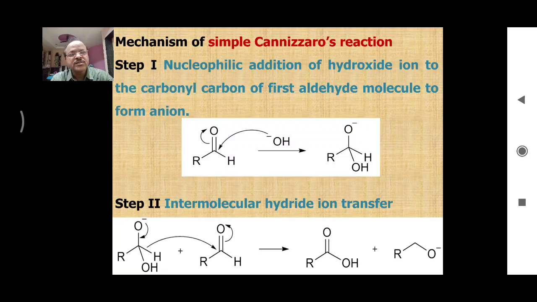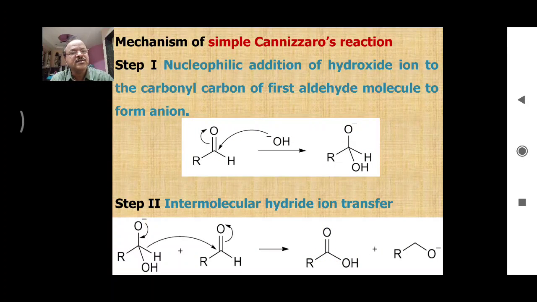So this is the anion obtained in step number 1, and this is the second molecule of aldehyde, where this C-H bond breaks heterolytically. Carbon carries positive charge, this hydrogen carries negative charge, meaning H minus migrates to this carbonyl carbon and forms the bond with this carbonyl carbon. O minus and C plus, there will be double bond formation, and here we are getting this acid.